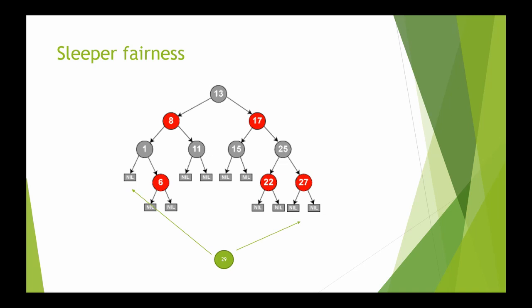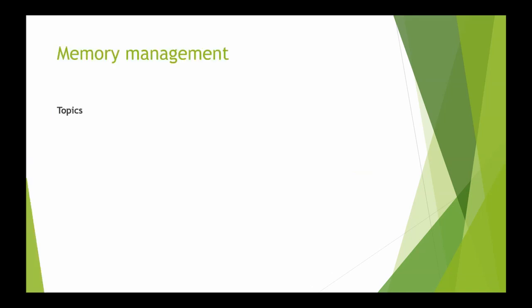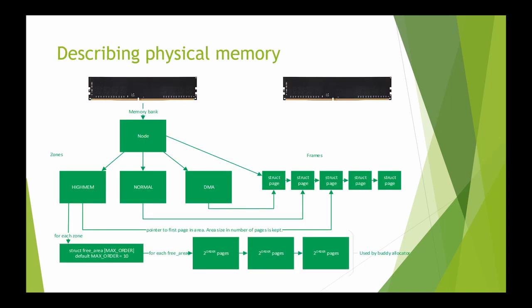This allows the task to run next. With this, we complete our exploration into the completely fair scheduler and the process scheduler section. The next subsystem we will be looking at will be the memory management subsystem. From the memory management subsystem, I have chosen the following topics: describing physical memory, memory allocation, including the buddy allocator and the slab allocator. Let's begin describing physical memory.